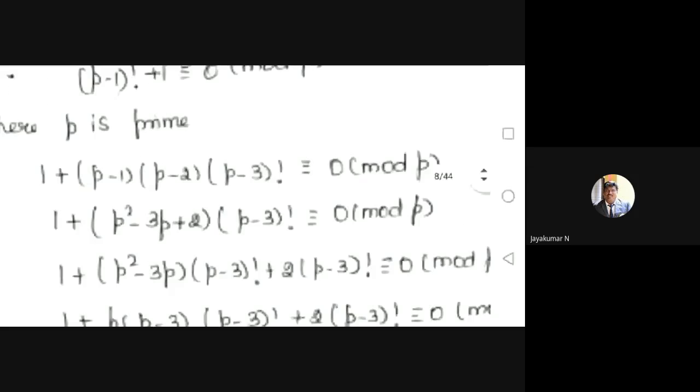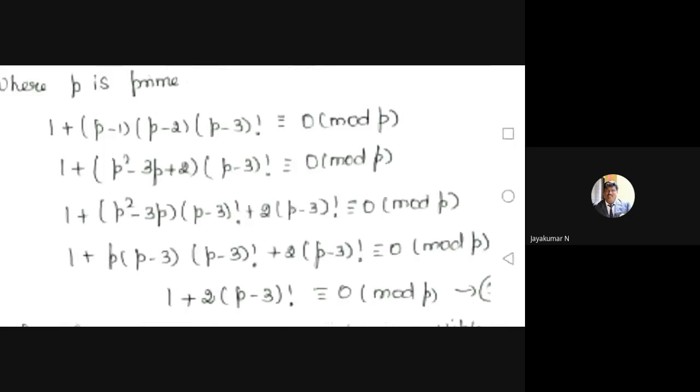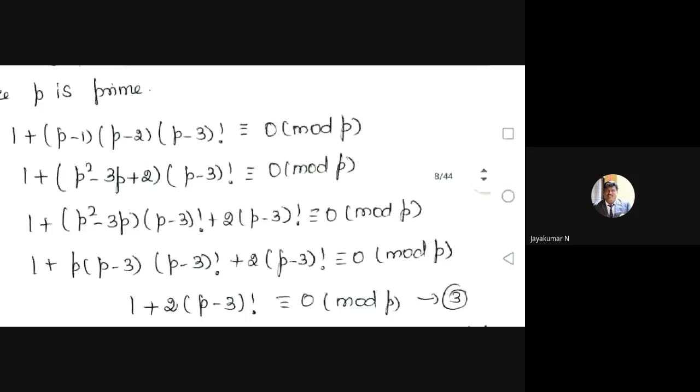So now, 1 plus p square minus 3p. From p square minus 3p, p can be taken out as a common factor. So p into (p minus 3) into (p minus 3) factorial plus 2 times (p minus 3) factorial is congruent to 0 mod p. So keep 1 plus 2 into (p minus 3) factorial on the left hand side. The remaining will be taken to the right side.